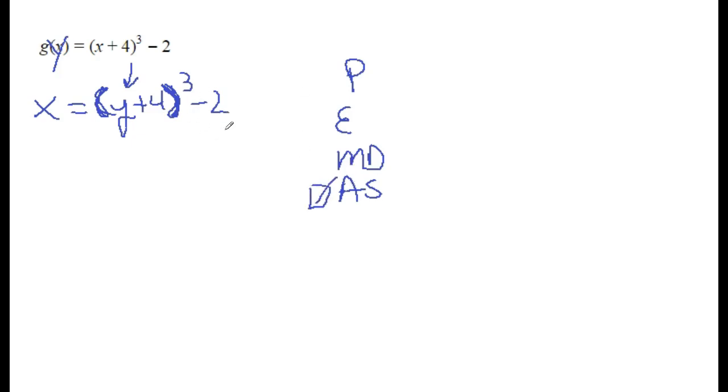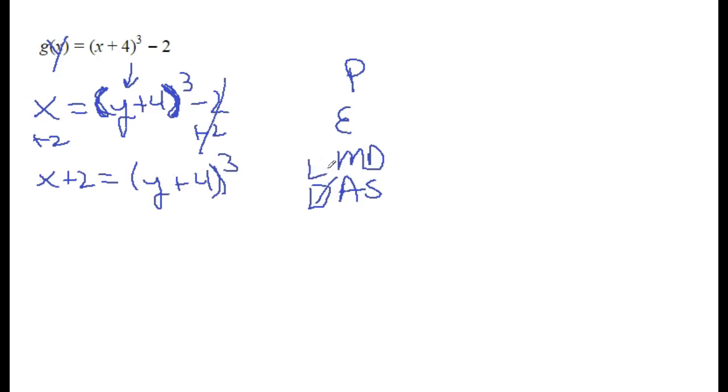I see a negative 2 here, so I'll go ahead and add 2 to both sides of the equation. Of course, these guys are not like terms, so it's just x plus 2. These cancel. And now I have (y plus 4) cubed. Is there anything outside of these parentheses that needs to be multiplied or divided?